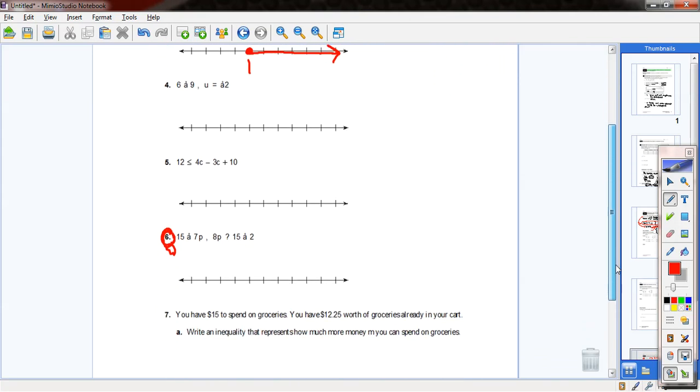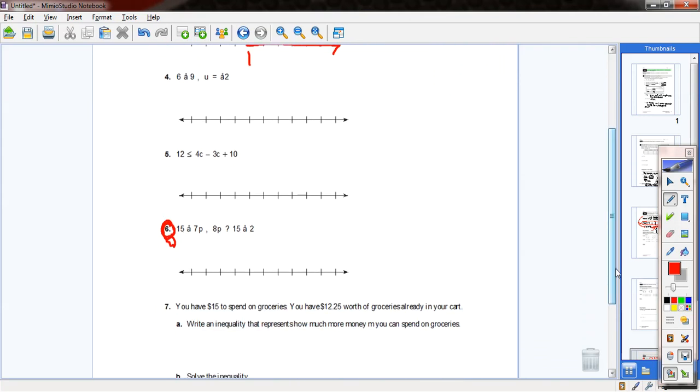Okay? All right, 16 is just a terrible mess down here. Looks like Spanish class today. So let me rewrite this. This says 15 minus 7p, doesn't it? Plus 8p is greater than 15 minus 2. Okay?